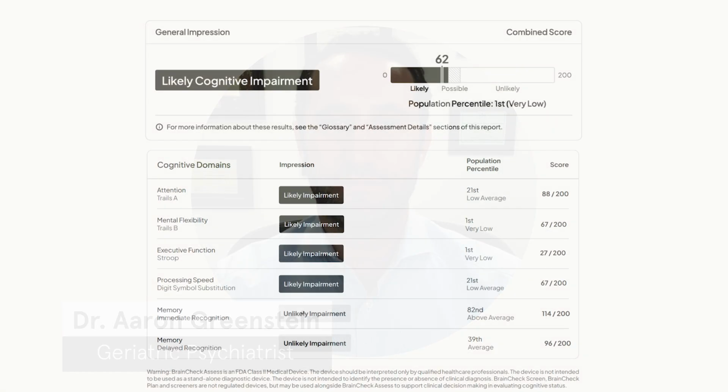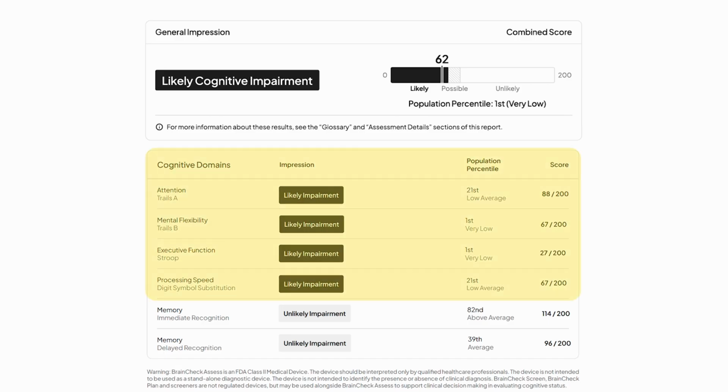In this video, we will review a BrainCheck Assess report where the patient performs normally on memory tests, but shows deficits in other domains of cognition. In this case, you'll notice that both memory tasks fall into the unlikely impairment range, while the rest of the domains of cognition fall into the likely impairment range. This pattern is known as non-amnestic cognitive impairment.